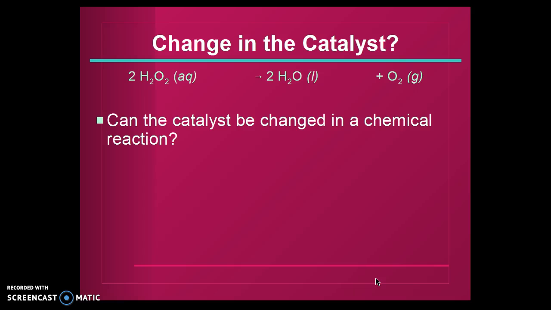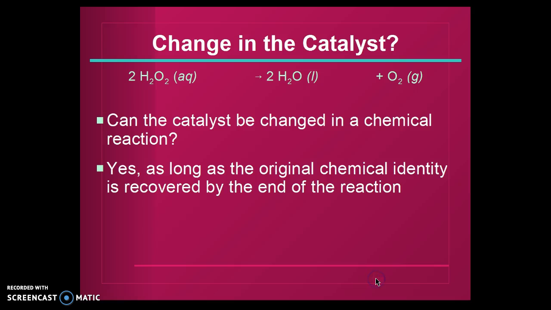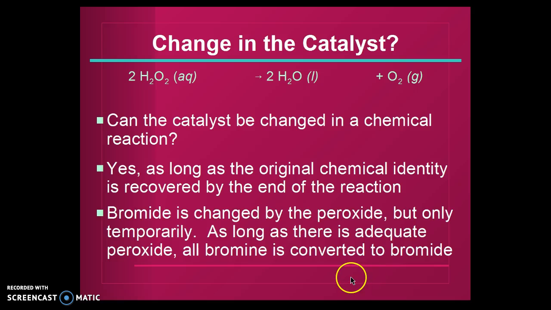Can the catalyst be changed in a chemical reaction? Well, clearly the answer is yes, but the original chemical identity has to be recovered by the end of a reaction, or else we don't have a catalyst effect. In this case, the bromide is changed by the peroxide, but it's temporary, and as long as there's adequate peroxide, the bromine that is produced in the intermediate step will be converted back to bromide.